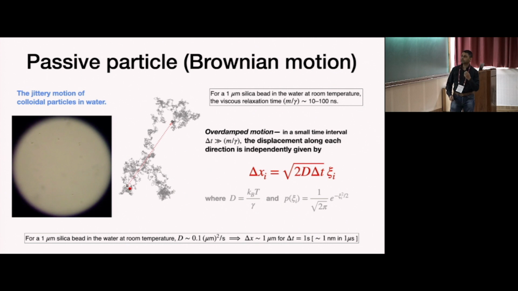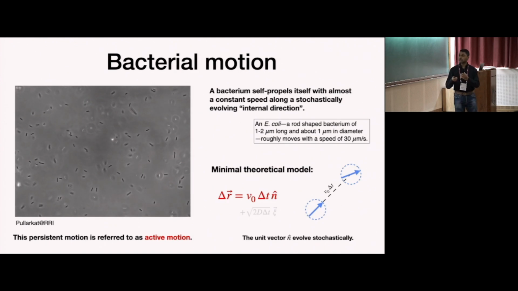For example, if you take a colloidal particle and look at it under the microscope, let's say a 1 micron polystyrene bead, and then you look at its displacement over a certain time, let's say 1 microsecond or 1 second, what you see is that the typical displacement scales with the square root of delta t. It's given by this times some random number, and this random number is Gaussian distributed.